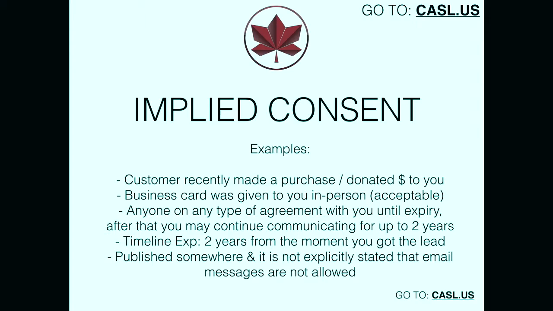Another example, number three. Anyone on any type of agreement with you until it expires. So if somebody signed an LLC agreement or a bill of sale or sent you an invoice, and there was a piece of contact info on there, you can use that contact information because you have implied consent for up to 2 years. That's the rules. It's 2 years from the moment that you get the lead that you have implied consent. Now, the con of implied consent, and this is why it's much better to have explicit consent, is that at the end of the 2 years, that implied consent vanishes, and you no longer have it.